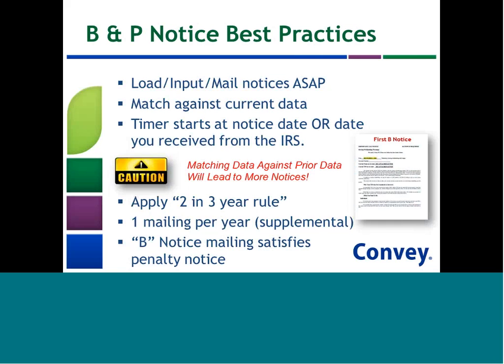One, you want to load or input the notices as soon as possible, because once again, from receipt, you have a given amount of time to respond. You want to match against all current data right away, and you also want to apply the 2- and 3-year rule. Ideally, you want systems that actually can do this for you. You only need to do the 1 mailing per year, and the B notice mailing satisfies the penalty notice as a reminder.